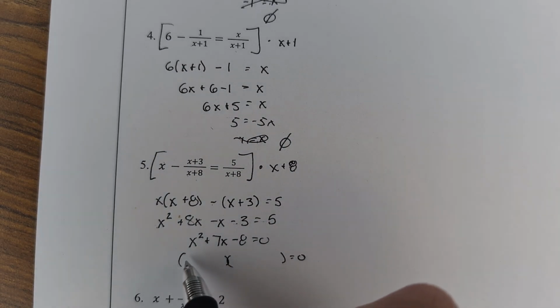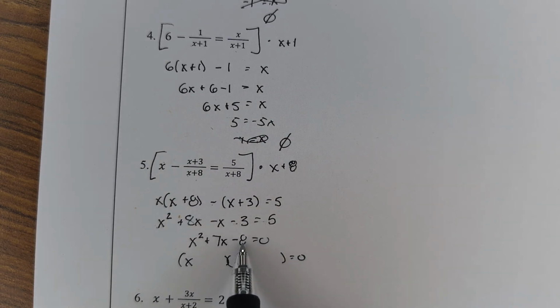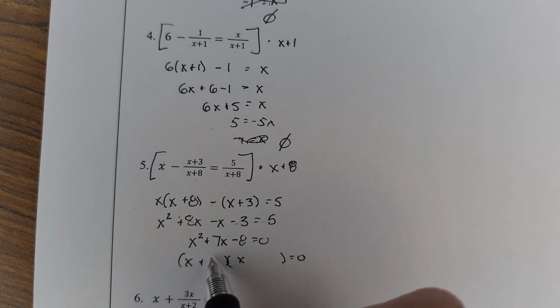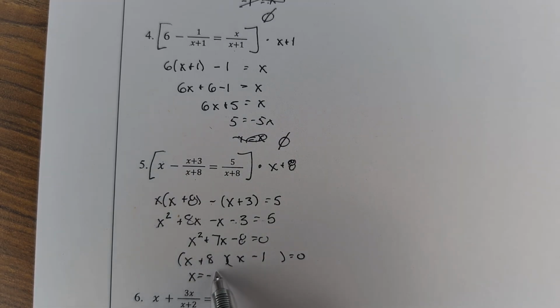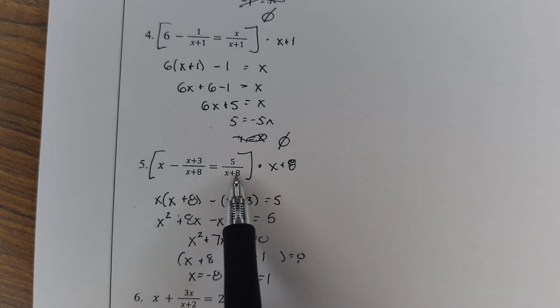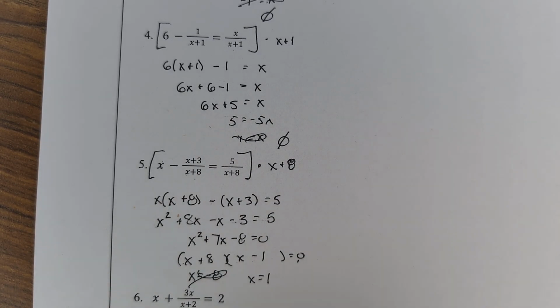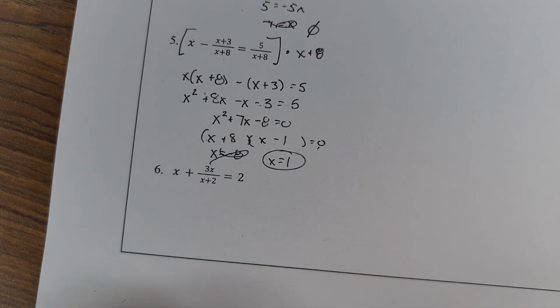I prefer to factor. So I need two numbers that multiply to -8 and add to +7. That's +8 and -1. So the two possible solutions are -8, because -8 plus 8 is 0, and +1, because 1 minus 1 is 0. Check your solutions. If I use -8, it makes these fractions become zeros, so I can't use -8. 1, though, does work.